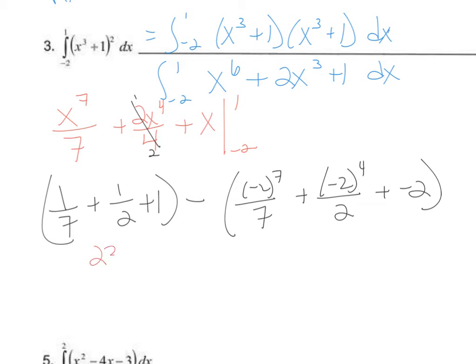So this first one in your calculator, you should get 23 over 14 minus. And then for the second part, because of all these negatives, I'm actually going to do each one by hand. So negative 2 to the 7th is negative 128. Negative 2 to the 4th is positive 16 over 2, and then minus 2. So if we do negative 128 divided by 7, and then 16 over 2 is 8, so plus 8 minus 2.